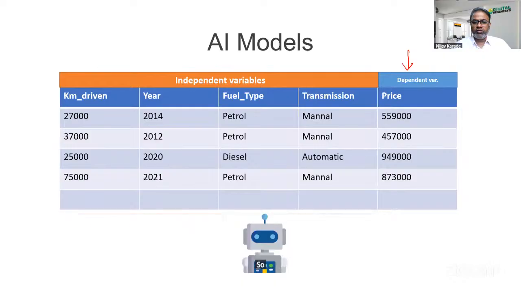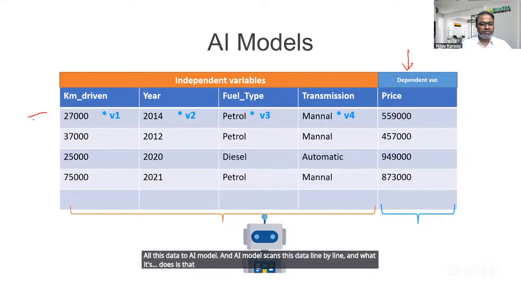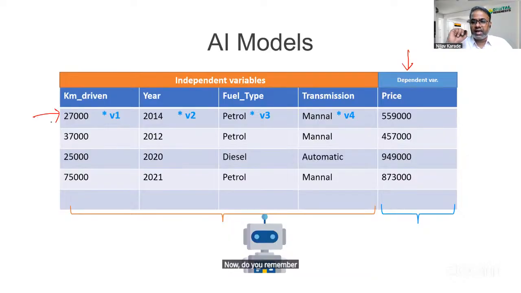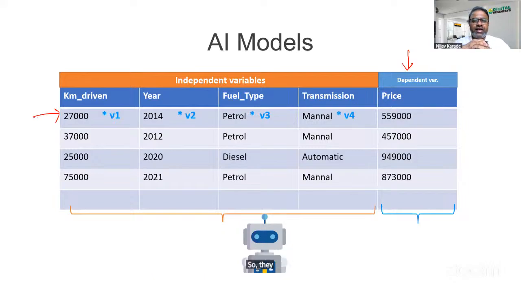So what we are going to do is feed all this data to the AI model, and the AI model scans this data line by line, and it comes up with a pattern. Now, do you remember I mentioned that these AI models are nothing but mathematical models? So they represent the pattern in the data in the form of a mathematical equation.